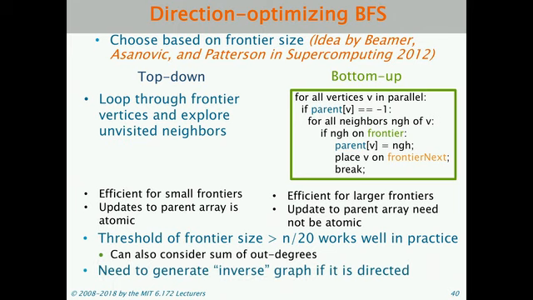We also need to generate the inverse graph or the transpose graph if we're using this method and the graph is directed. Because if the graph is directed, in the bottom-up approach we actually need to look at the incoming neighbors, not the outgoing neighbors. So if the graph wasn't already symmetrized, then we have to generate both the incoming neighbors and the outgoing neighbors for each vertex. So we can do that as a pre-processing step. Any questions?